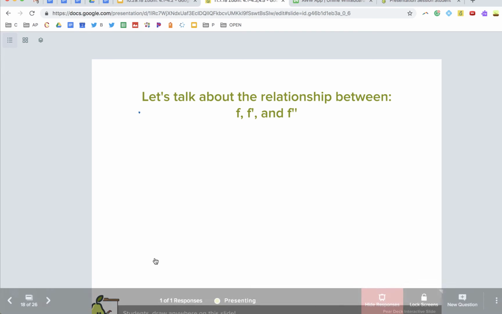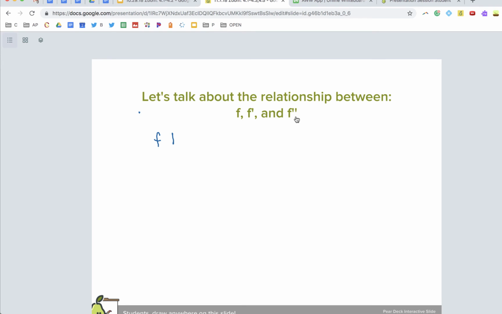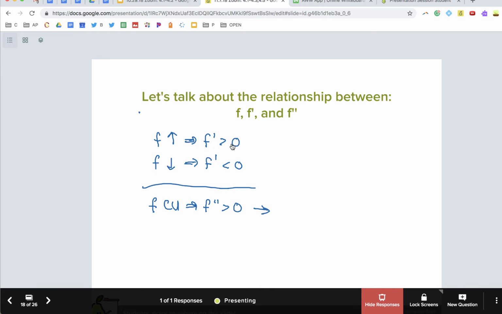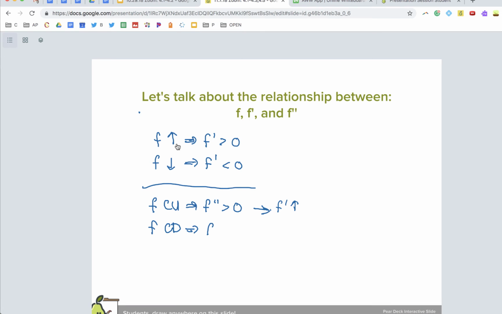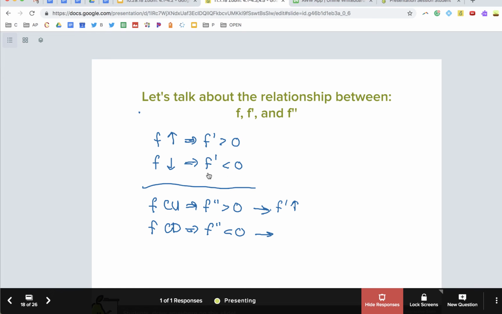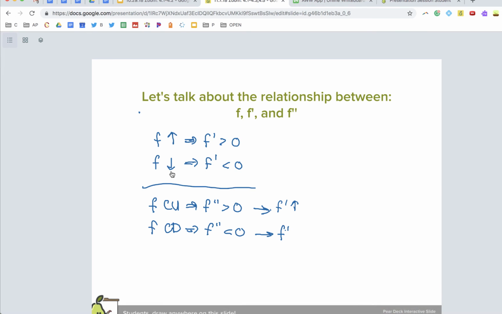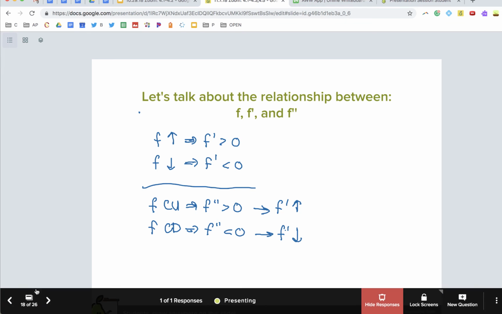In summary, the relationship between f prime and f double prime: f increasing means that f prime is greater than 0, f decreasing means f prime less than 0, f concave up means f double prime is greater than 0, which means if the derivative is positive, the function is increasing, so that would mean f prime increasing. F concave down means that f double prime is less than 0. If its derivative is less than 0, then the function is decreasing, so f prime is decreasing. That kind of summarizes things quickly. Hopefully you can justify that all in your brain yourself.